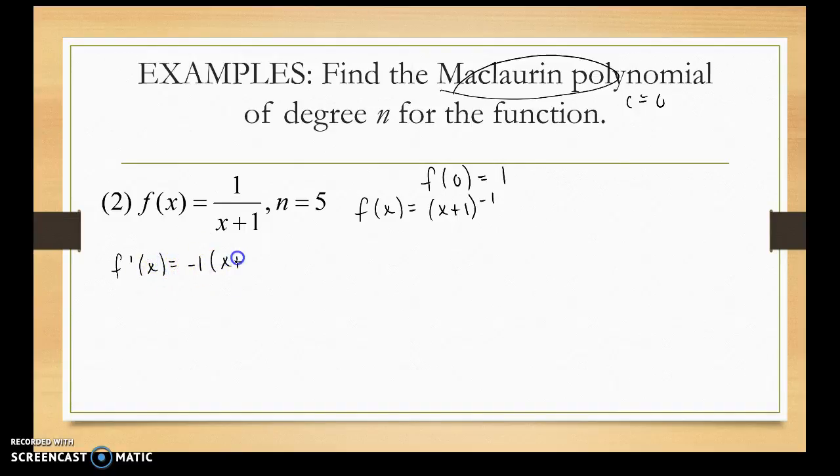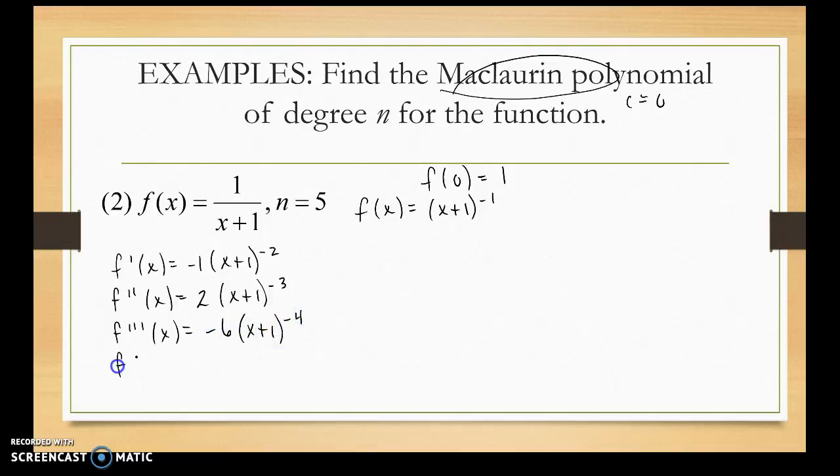Negative 1, x plus 1, negative 2. Second derivative, positive 2, x plus 1 to the negative 3. Third derivative, negative 6, x plus 1 to the negative 4. Fourth derivative, 24, x plus 1 to the negative 5th. And then my fifth derivative, negative 120, x plus 1 to the negative 6.